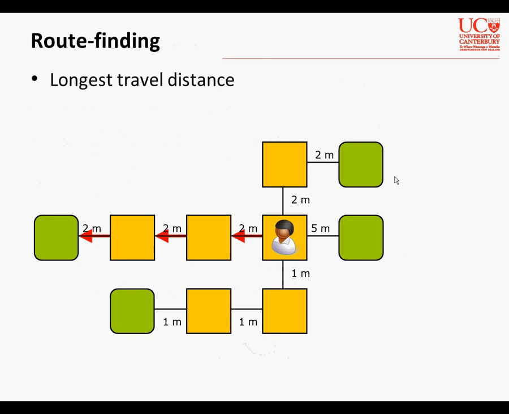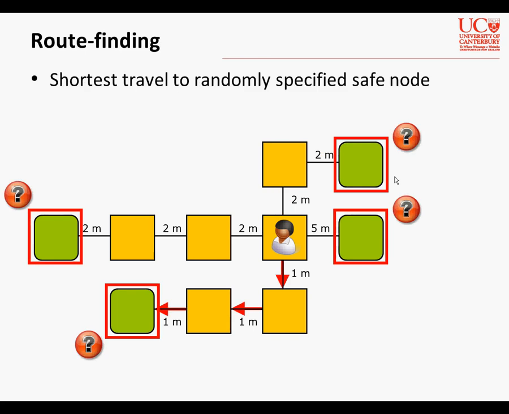The longest travel distance, in this case the agent identifies all of the potential safe nodes and follows the route that provides the longest travel distance. In the specified safe node algorithm, the user can specify which safe node the agents need to move to, and then they will identify the shortest path to that particular specified node. The shortest travel to a randomly specified node starts to use the probabilistic capability of the model. In this case, the model randomly selects one of the potential safe nodes, and agents then follow the shortest distance to that random safe node.